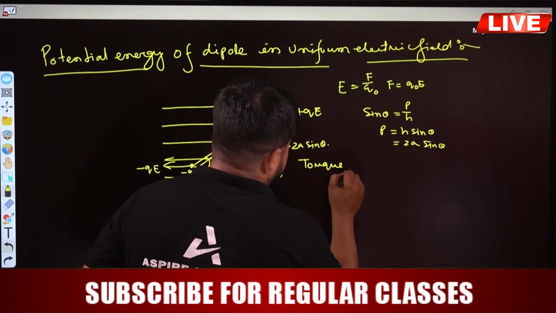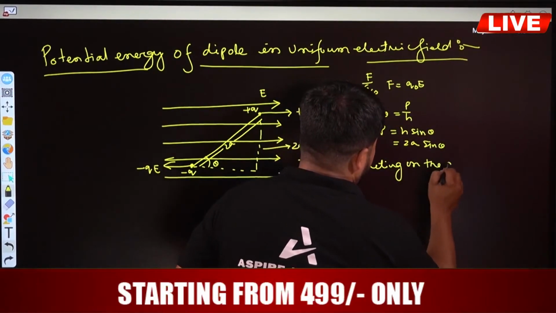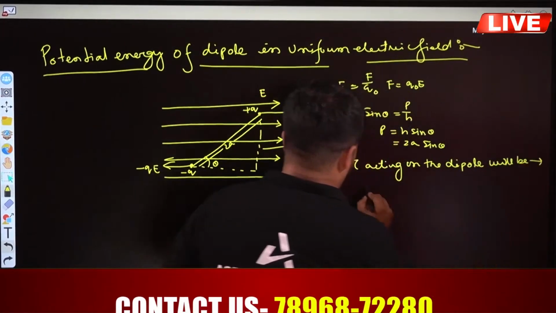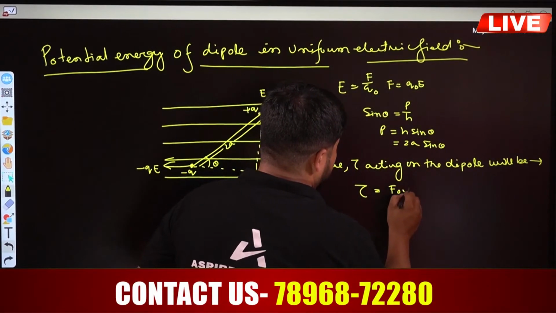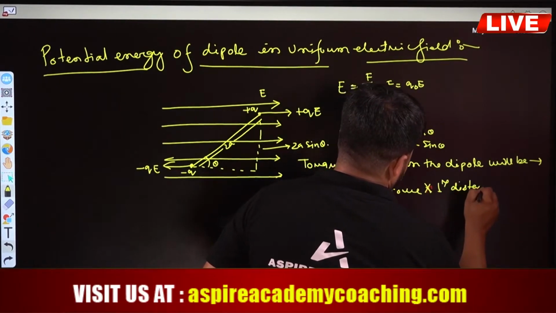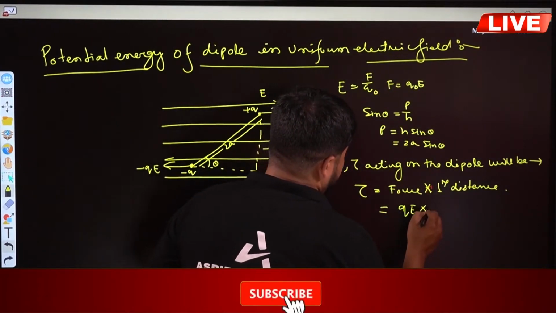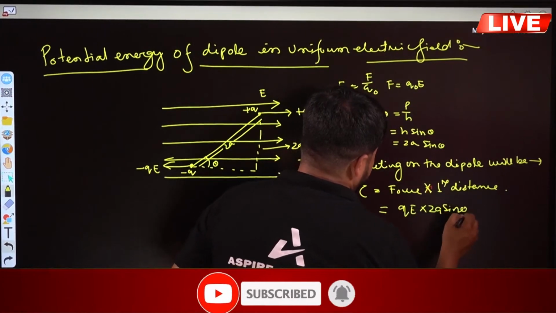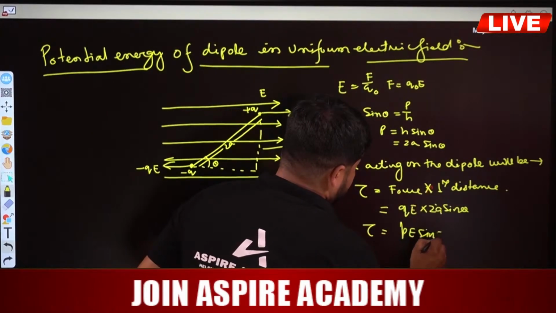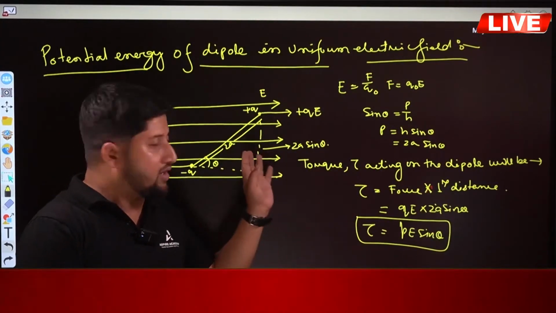Now the torque, called tau, acting on the dipole: tau is equal to force into perpendicular distance. This is the formula. We can take any force, suppose qE, into perpendicular distance 2a sin theta. So tau is equal to q into 2a, which is the dipole moment p, so pE sin theta. This is the torque acting on this dipole.